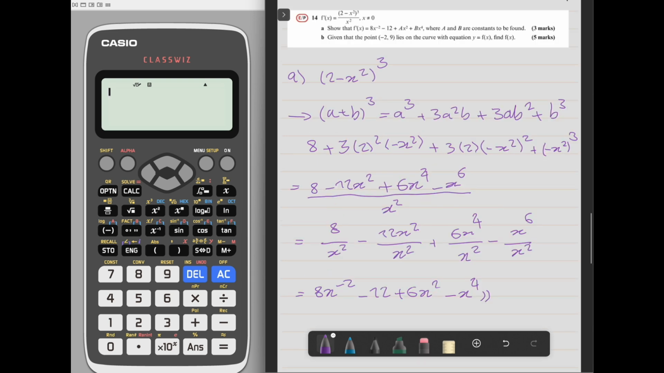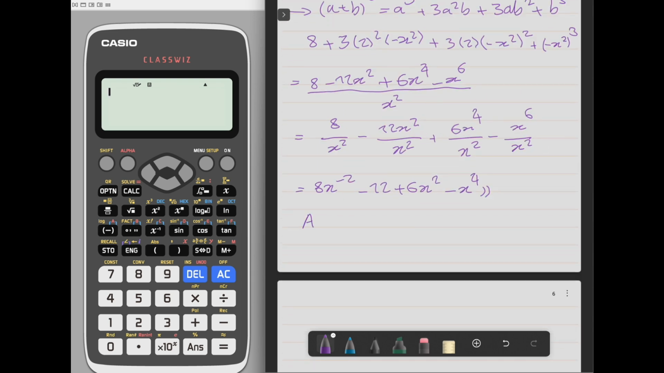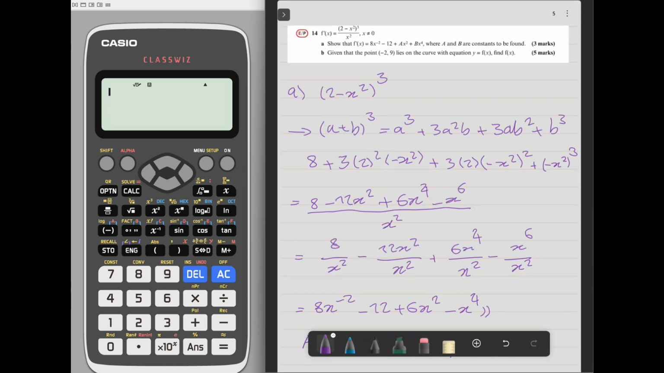And this is our answer. Where a and b are constants to be found, you can also mention that a is equal to 6 and b is equal to minus 1. And that's the complete answer to part A. For part B, given that the point minus 2 and 9 lies on the curve with equation y equal to f of x, find f of x.